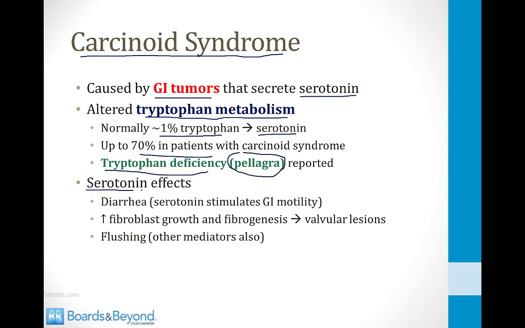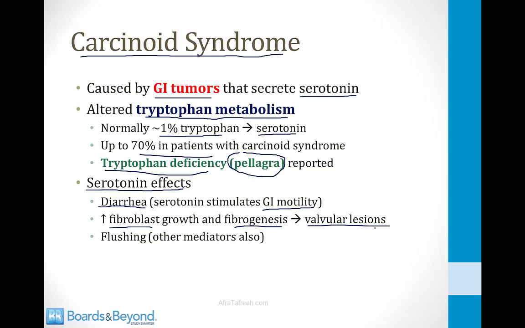The effects of the high levels of serotonin that are seen in the carcinoid syndrome include diarrhea, and that's because serotonin can stimulate GI motility. There is also increased growth of fibroblasts and fibrogenesis, and this leads to valvular lesions, particularly on the tricuspid and pulmonic valves. Patients with carcinoid syndrome often have stenosis or regurgitation lesions.